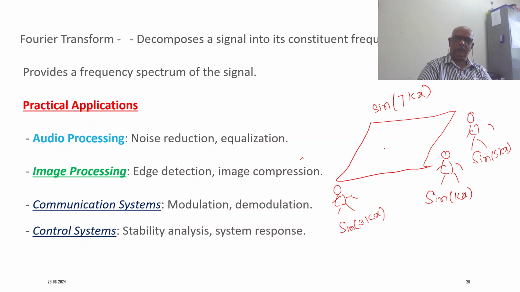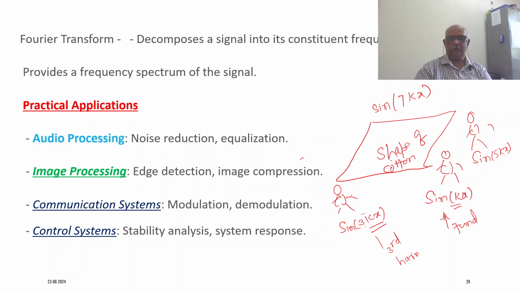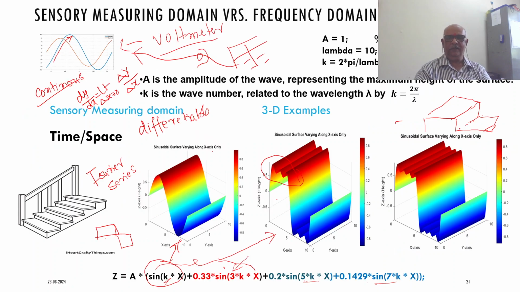And I want to see what is the shape of the cotton sheet. All right. So these are the frequencies by which I am exciting. This is the fundamental. We normally call this the third because this is the third harmonic, right? And so is the fifth and the seventh. So what will be the shape of the cotton? Well, roughly saying, not exactly. So that's what you're going to get, all right?